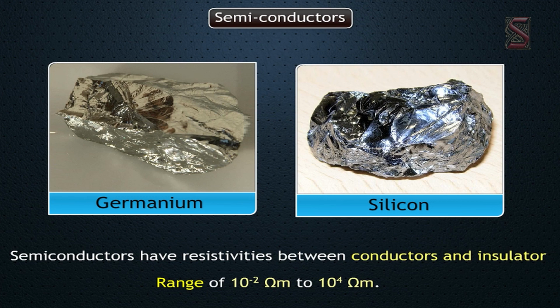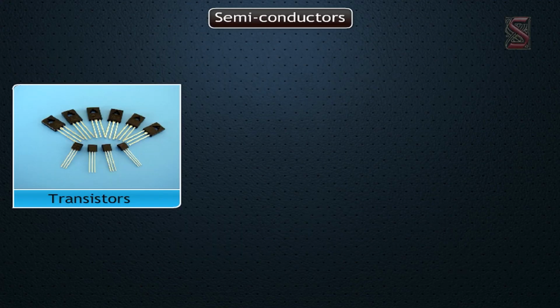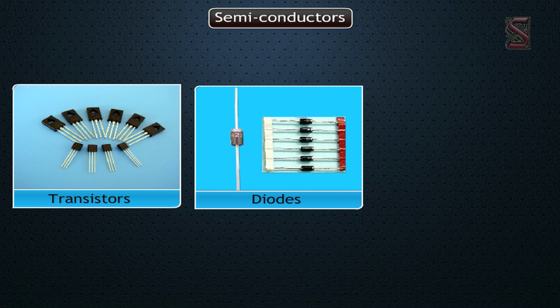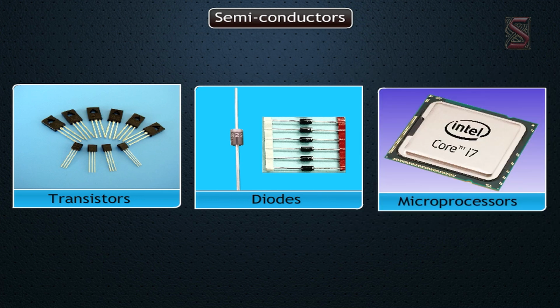Semiconductors are widely used in the manufacture of transistors and diodes, as well as integrated circuits such as microprocessors.